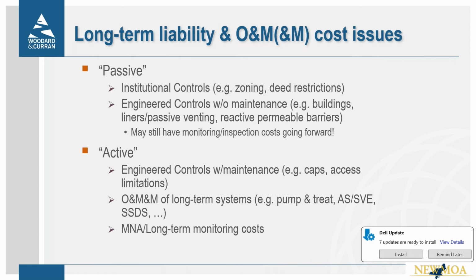And I put monitored natural attenuation on the active list on purpose, if for no other reason than to be provocative. Everybody thinks MNA is going to be my chief example, but it often screens itself out because it does have long-term monitoring, reporting, and liability for the responsible party going forward. You need to be able to calculate that and go into it with your eyes open as you're trying to pick what is the right thing to do and what is protective.